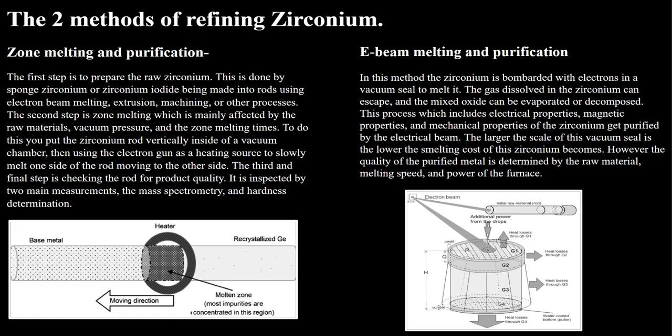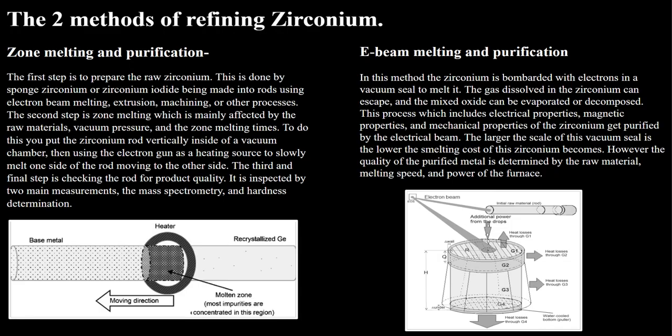The two methods of refining zirconium. First, zone melting and purification. The first step is to prepare the raw zirconium. This is done by sponge zirconium or zirconium iodide being made into rods using electrical beam melting, extrusion, machining, or other processes.